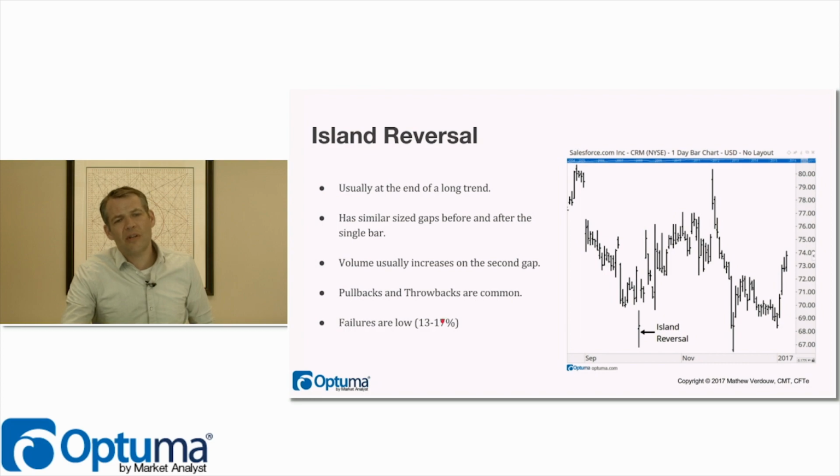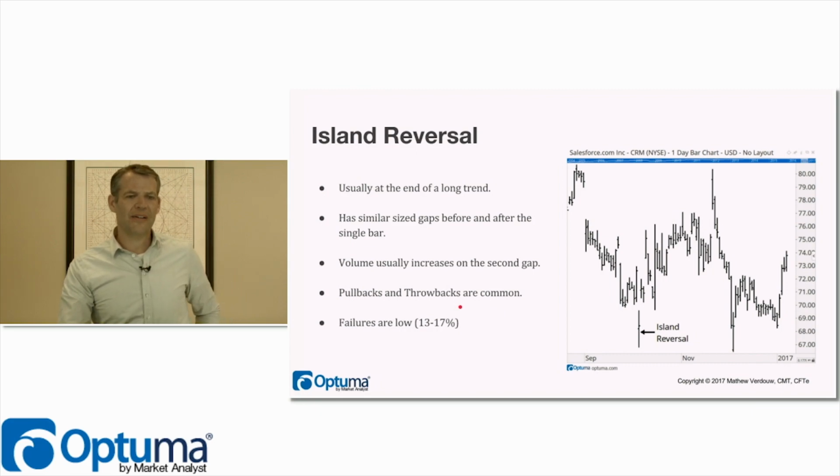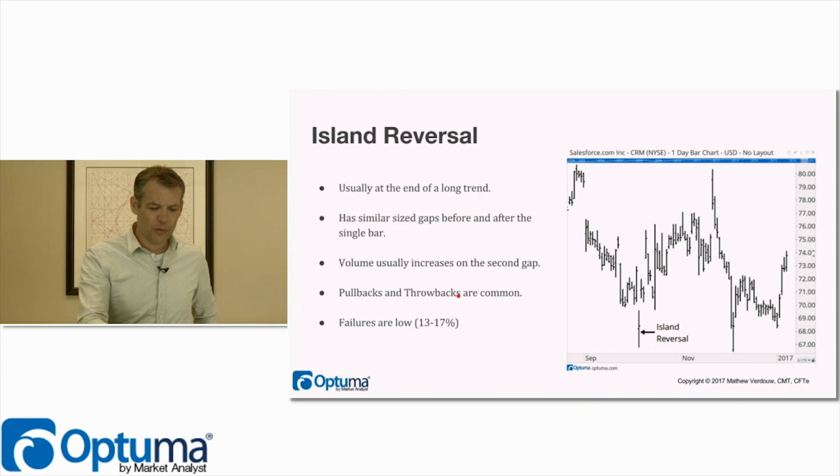And so they're quite common, but failures are low. So 13 to 17%, remembering that 33% is our break even. Anything less is good. That's a failure rate break even. So 13 to 17% is nice numbers there to have on the island reversal.